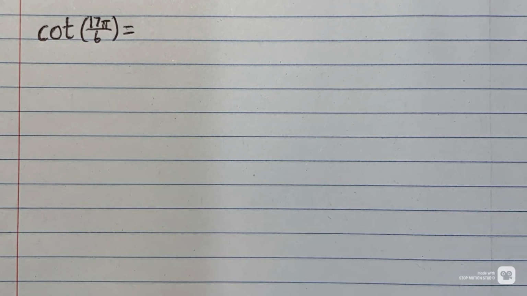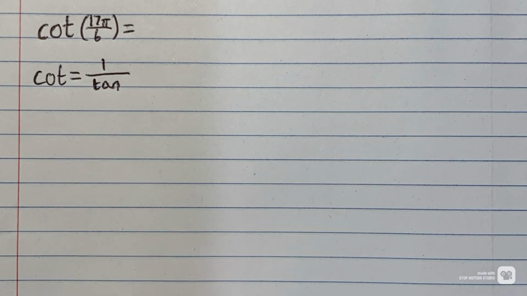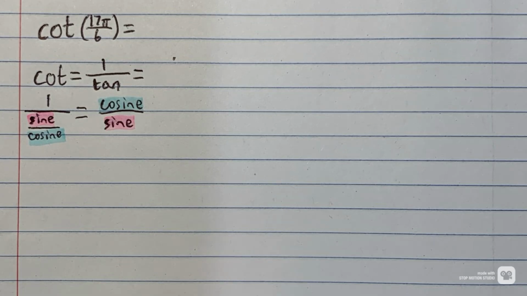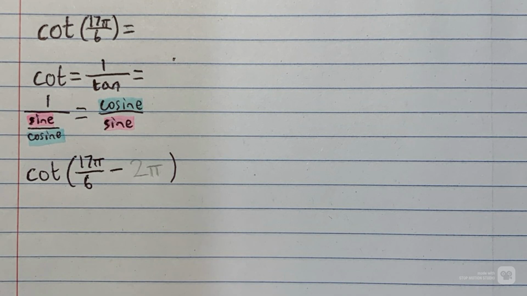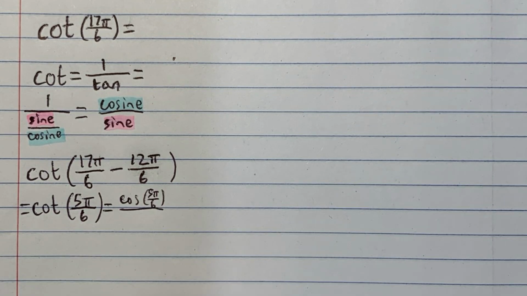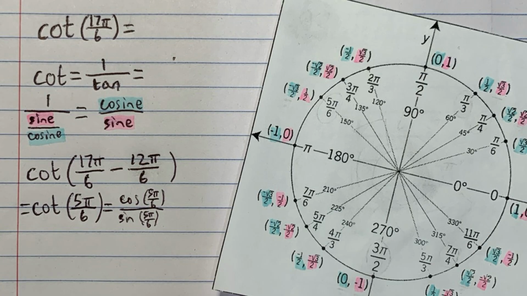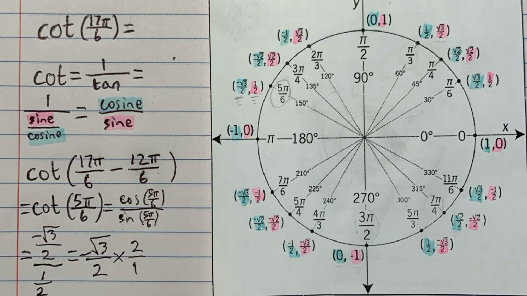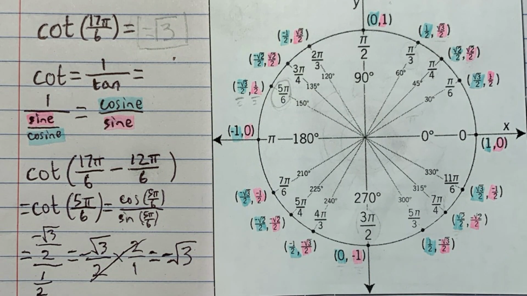Now let's use our strategies one final time to evaluate the final trig function, cotangent. Here we have cotangent of 17 pi over 6. Remember, cotangent is 1 over tangent, or sine over cosine, so it flips to become cosine over sine. Now we use that trick of adding or subtracting multiples of 2 pi to get to a value on our unit circle. So now we just use our unit circle, find the values that we need, plug it in, evaluate, and we get negative radical 3. And that is our answer.